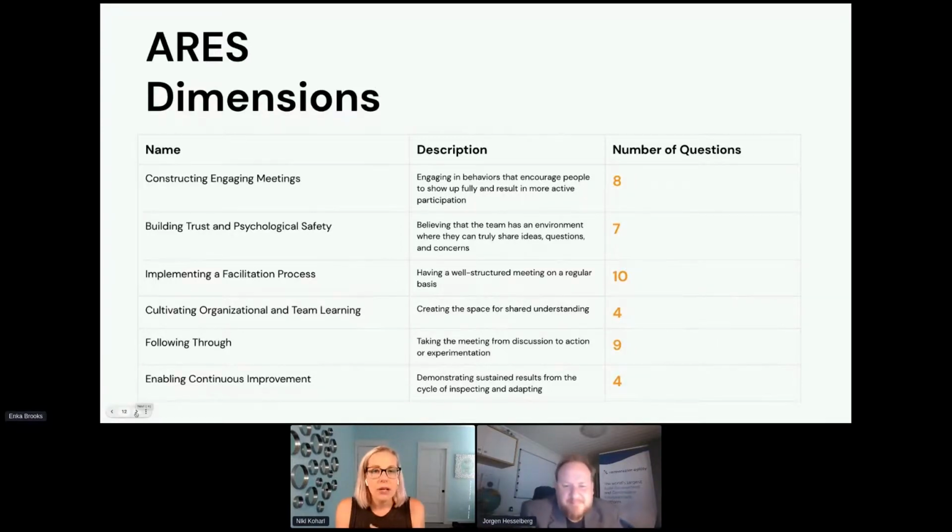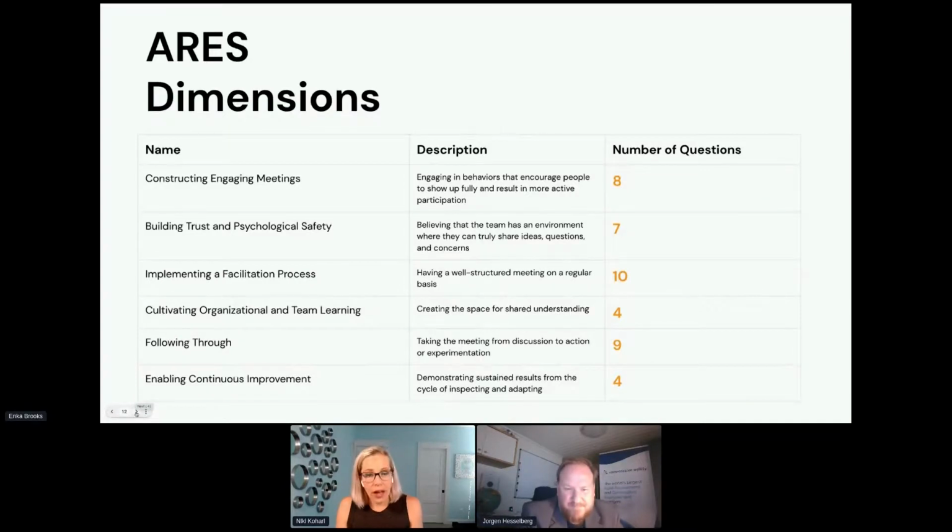And then ultimately, there needs to be a sense that the meetings are enabling continuous improvement. So not only are you doing the meeting, but you're following through on that, and it should lead to change over time. So that's the enabling continuous improvement dimension, where we're demonstrating sustained results over time that are moving the teams forward to some type of desired outcome through that cycle of inspecting and adapting that they're creating here.